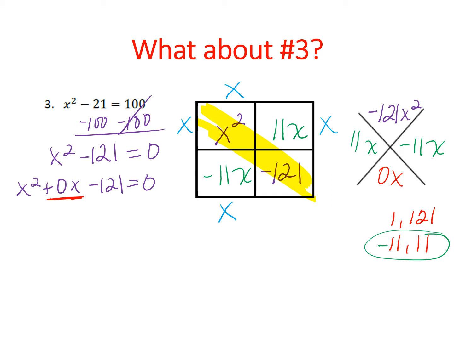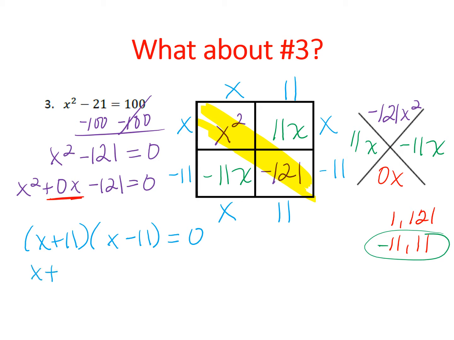Then to finish out the top row, x times what gives us 11x, and that would be 11. We can fill that in the bottom. On the second row, x times what gives us -11x, that's -11. Again, checkbox is 11 times -11, -121, and it is. So my two factors are x plus 11 and x minus 11. And then just like before, we need to set each of those factors equal to 0.